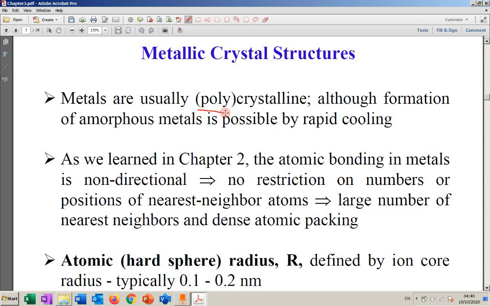Now, as we said, metals are usually polycrystalline. Why? Because of the formation of these atoms, it's hard to be a single crystal, so they will come in a polycrystalline manner. It does not mean that you cannot have non-crystalline. As we said, rapid cooling is one of the techniques that we use. We're not letting the atoms arrange themselves. Imagine you melt this material, and you don't allow the atoms to arrange themselves in a manner to be crystal.